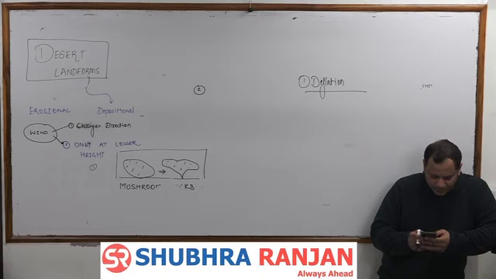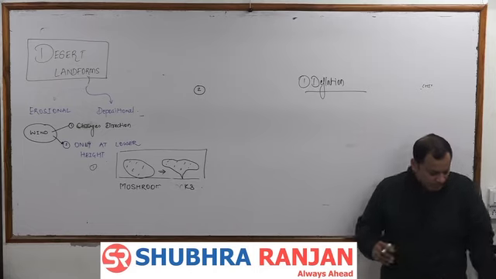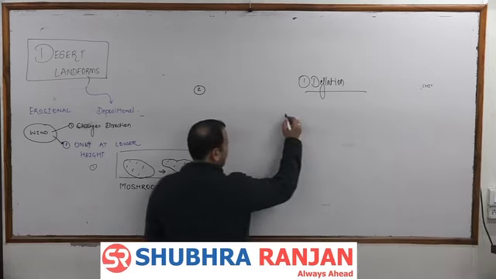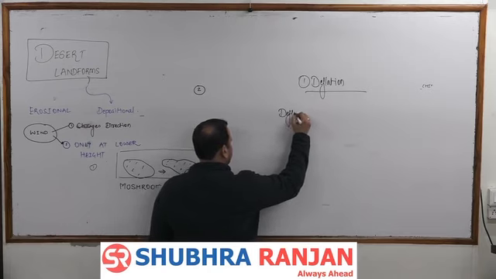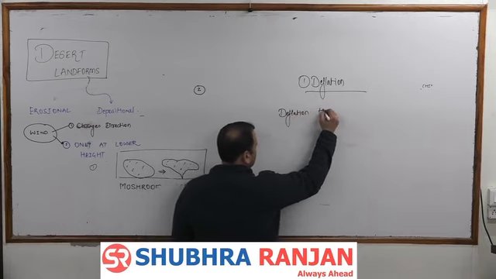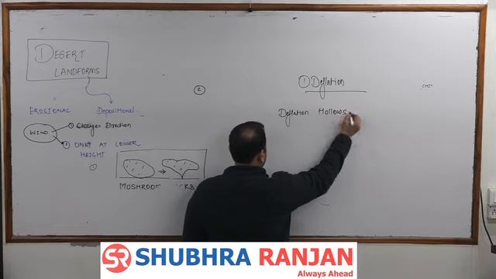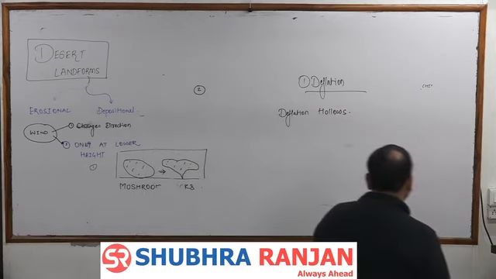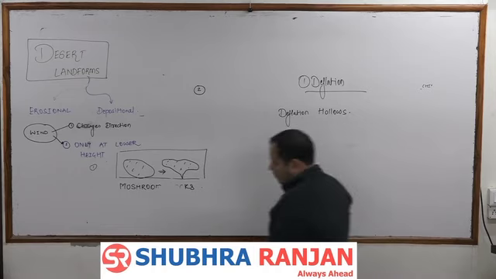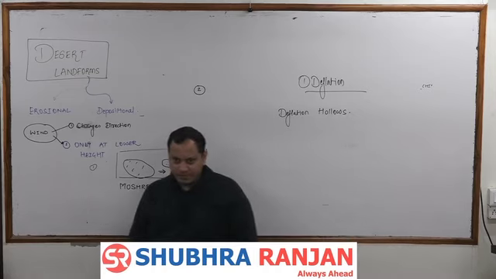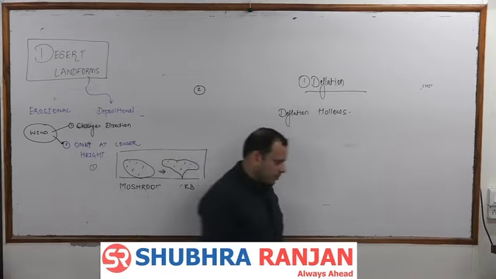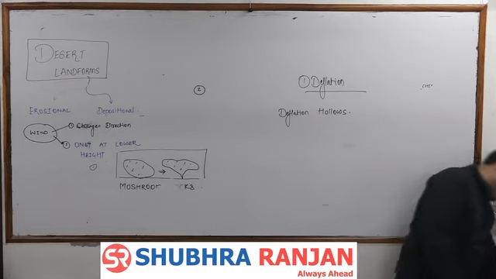Deflation results in the formation of depressions known as deflation hollows. If water is exposed, these are the regions of oasis.